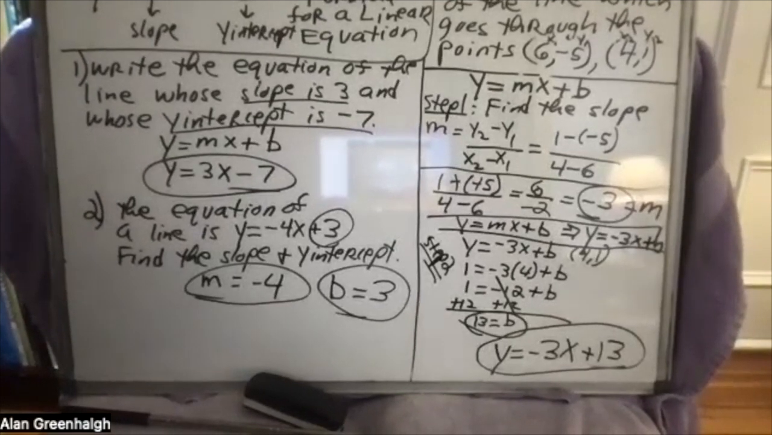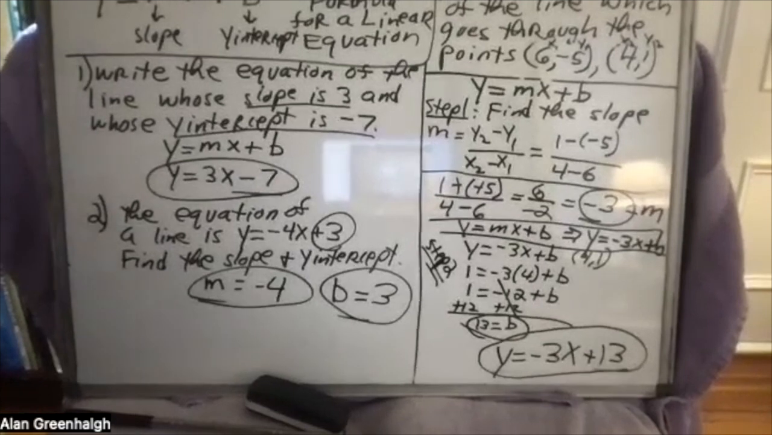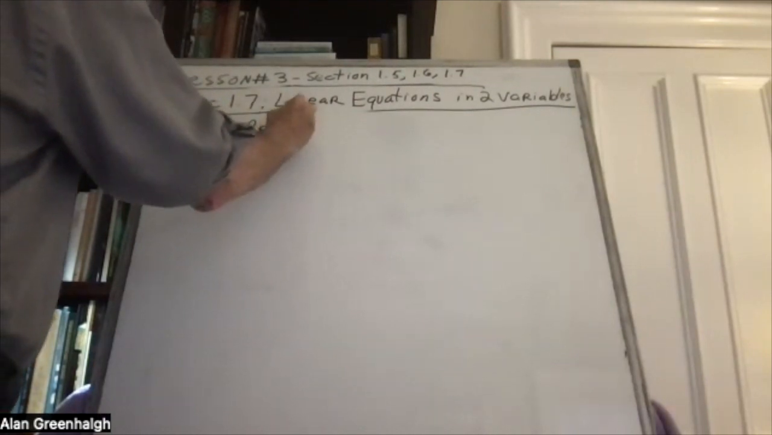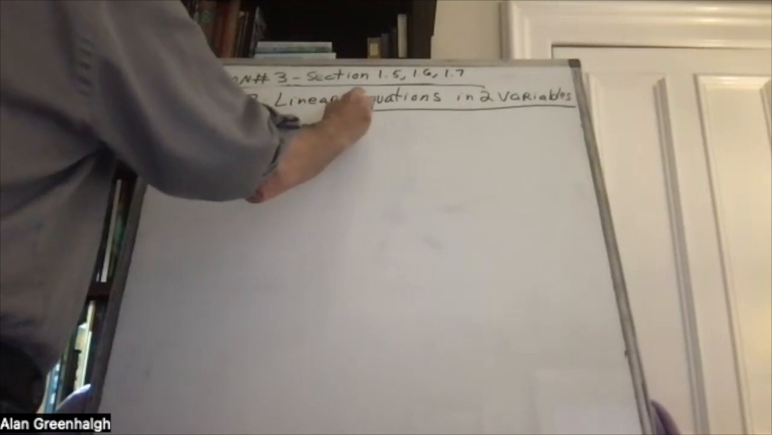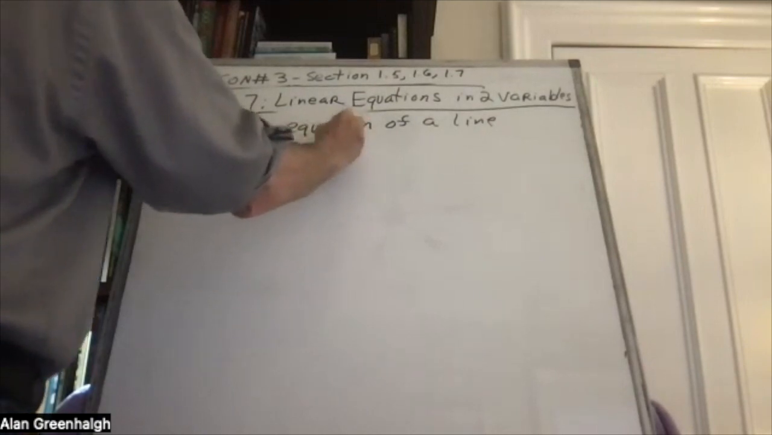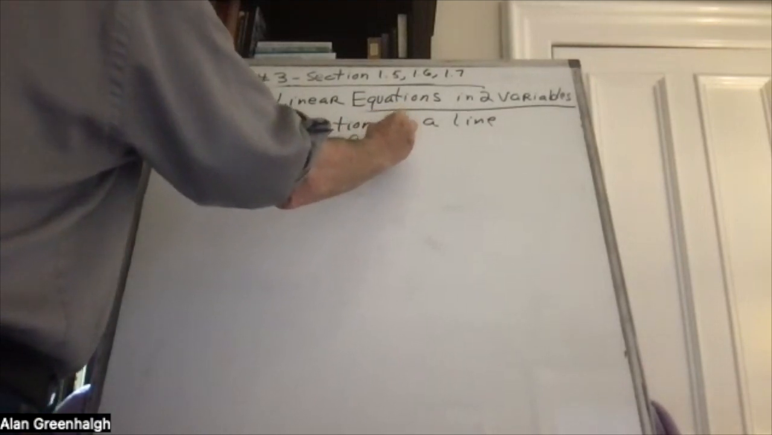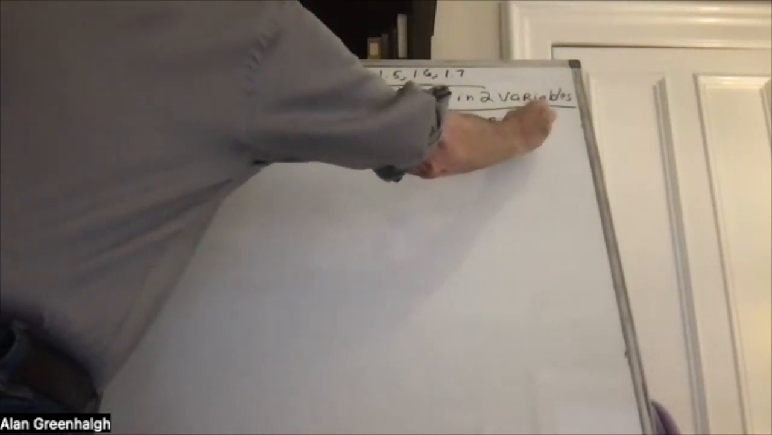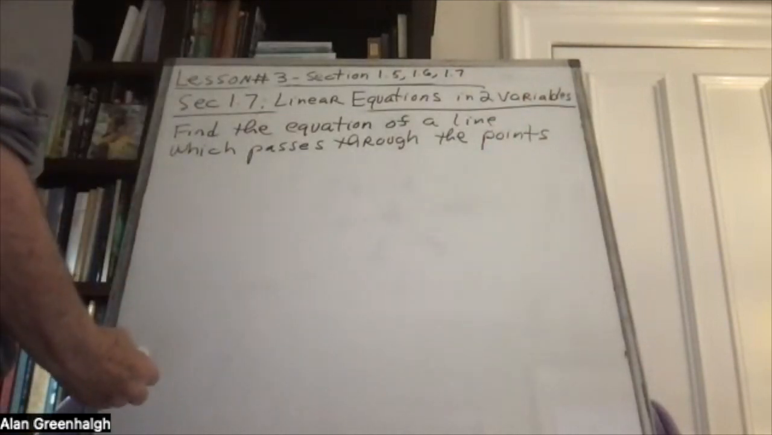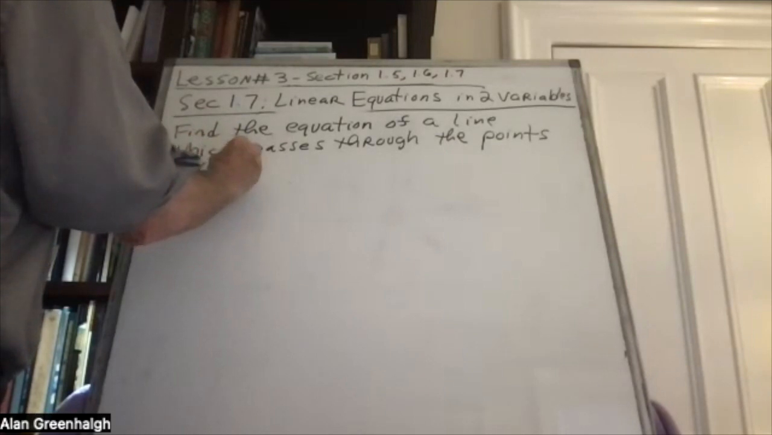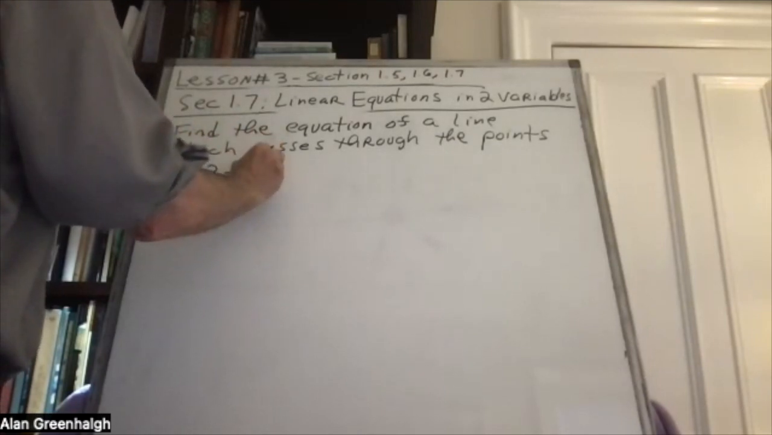Okay, and we're sort of running out of time, but I would like to give you a problem to do and let you try it on your own. Find the equation of a line which passes through the points (3, -4) and (7.